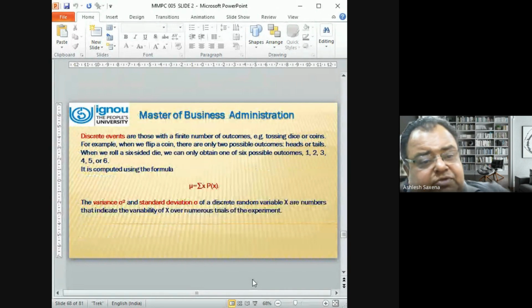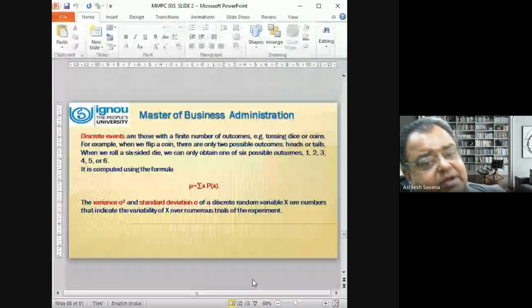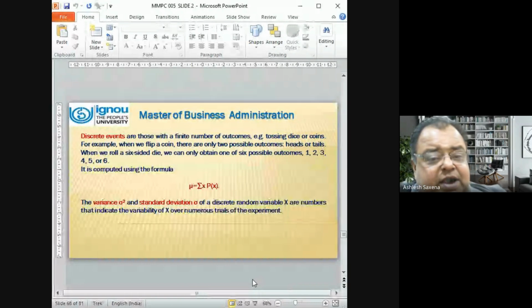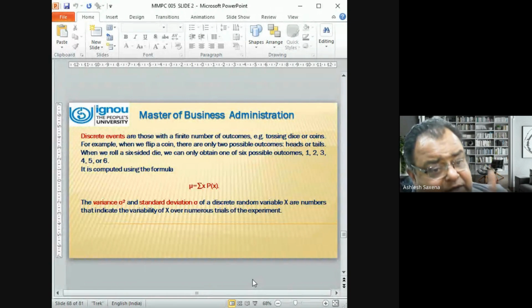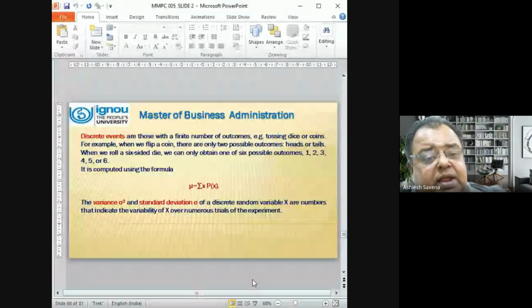Discrete events are those with a finite number of outcomes, that is, tossing a die or coins. For example, when we flip a coin, there are only two possible outcomes, head or tail. When we roll a six-faced die, we obtain only one of the six possible outcomes: one, two, three, four, five, six.